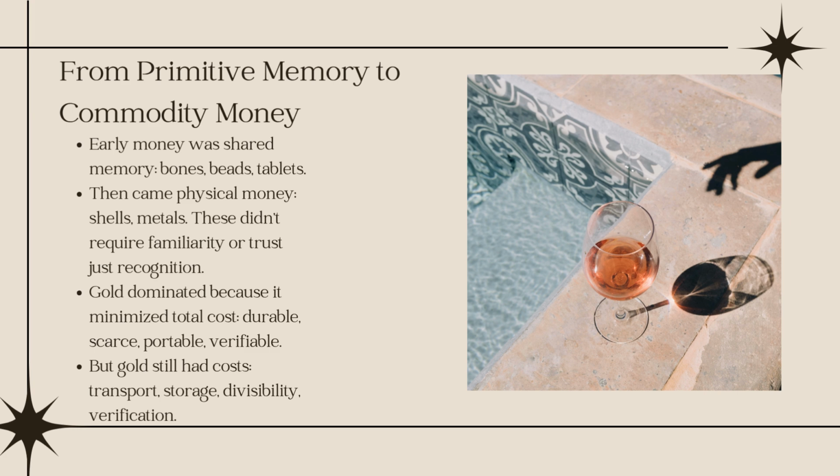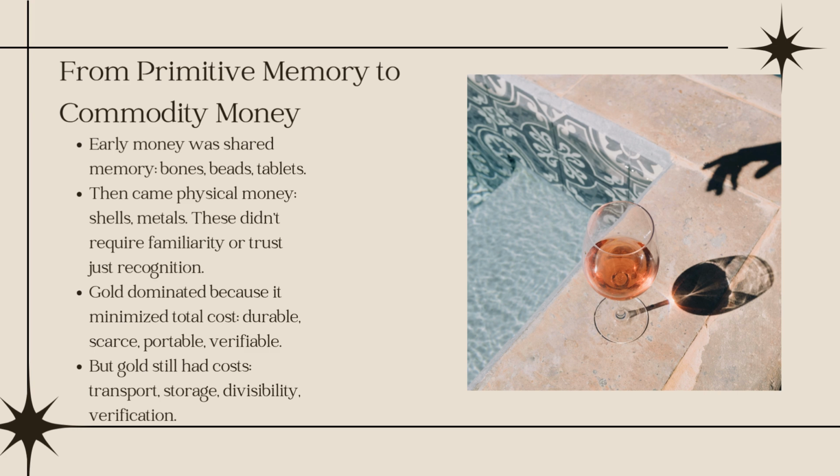So then eventually we saw physical money emerge. First it was shells and then metals. These didn't require familiarity or trust, just recognition. And like we just talked about, gold dominated because it minimized the total cost of all of those objective monetary characteristics. But it still did have significant costs relative to this new form of money, which was paper money that governments created. So these physical limitations of gold created frictions, especially as the economy started to scale into what we know now as the modern economy.